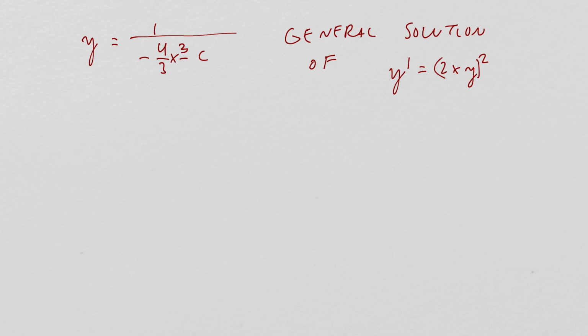If we want to write this in a slightly different way, then what might we do? We can multiply both the numerator and the denominator by -3, and we would get -3, and below 4x cubed plus 3c. Well, this is just some constant. We could call it, for example, capital A.